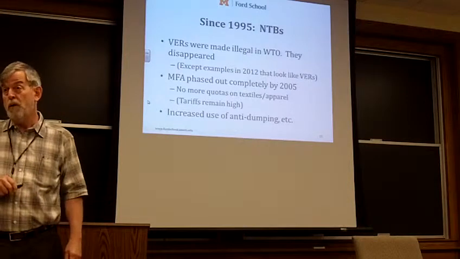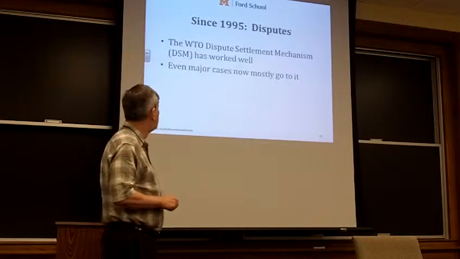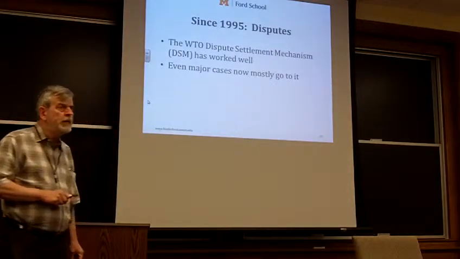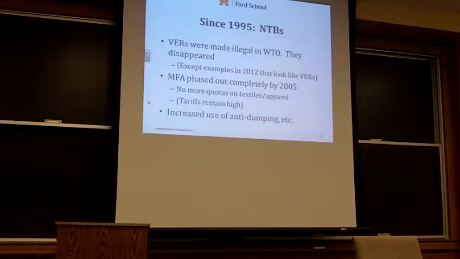Those are being used more and more over time by both the rich and the poor countries of the world. The WTO, yes? What is... Okay. NTB is non-tariff barrier. So any barrier to trade other than a tariff. An example of that is the VER, which I skipped over in the previous slide. It's a voluntary export restraint, VER.